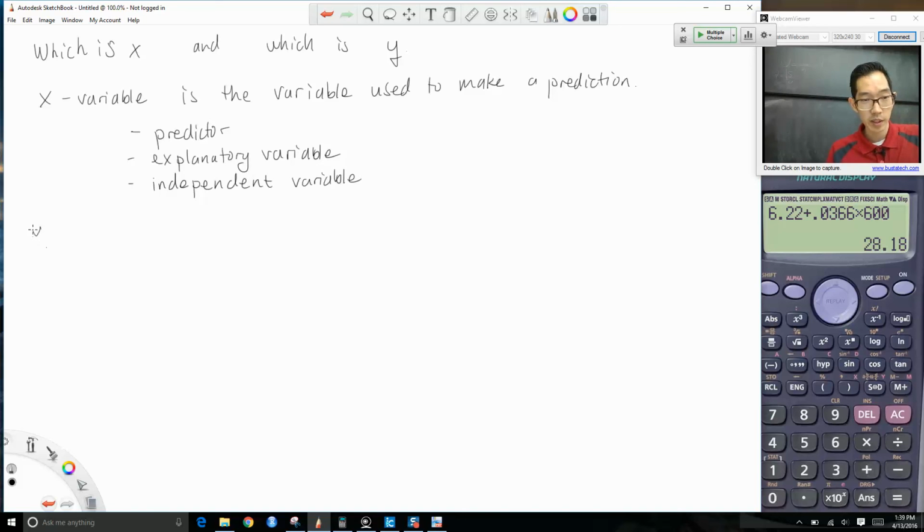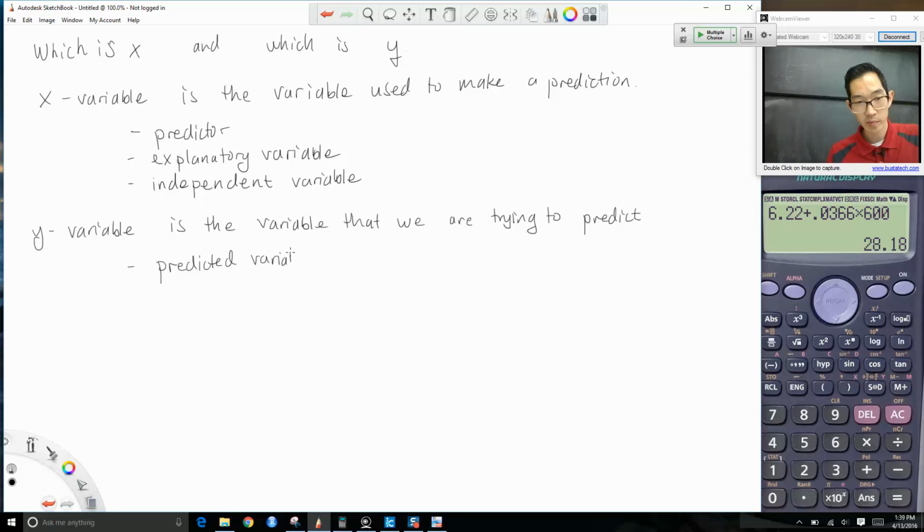And then the y variable is the variable that we are trying to predict. Its synonyms include the predicted variable, the response variable, and the dependent variable.